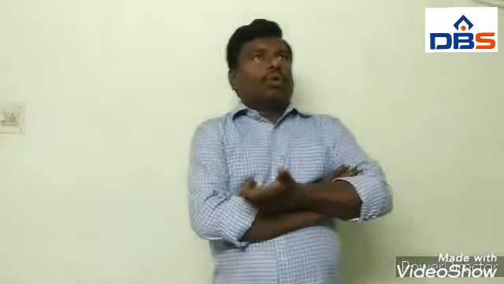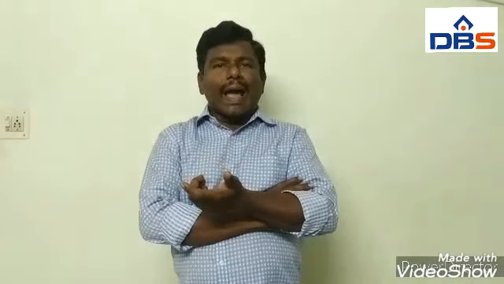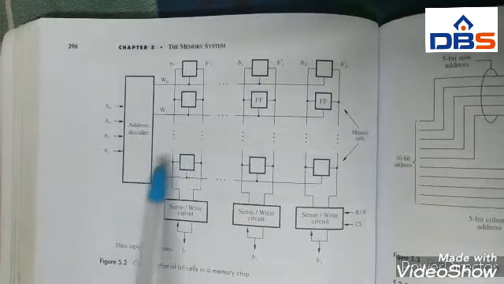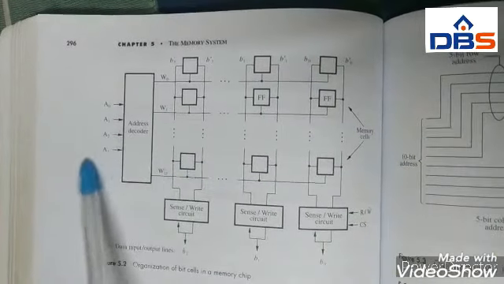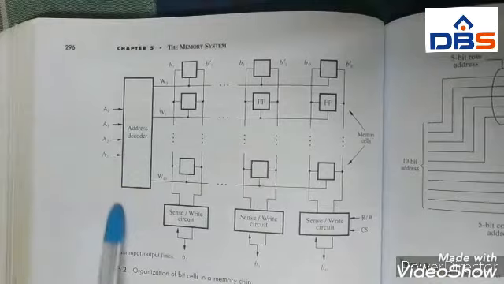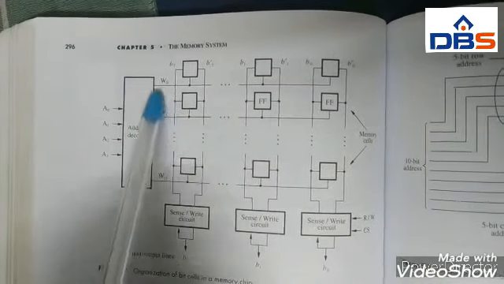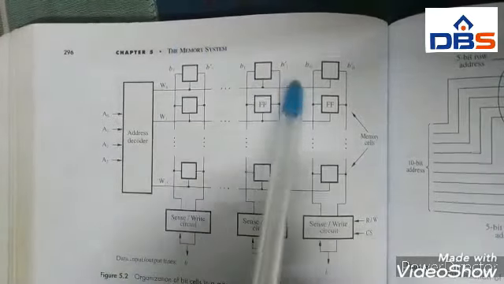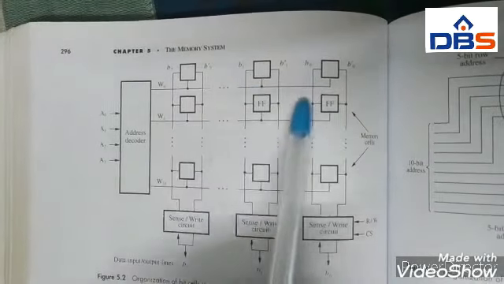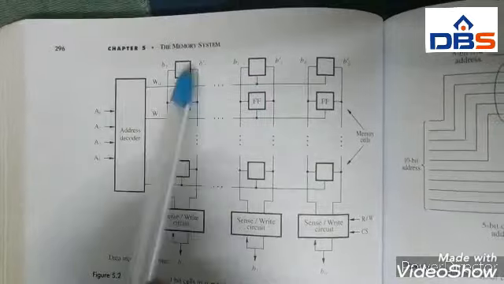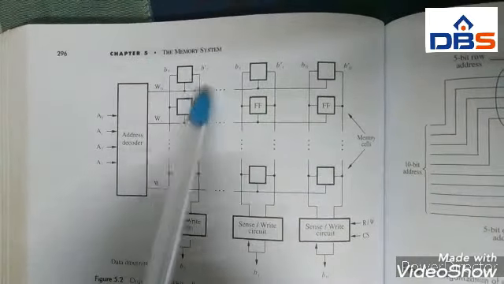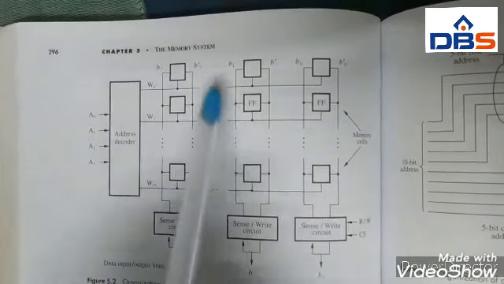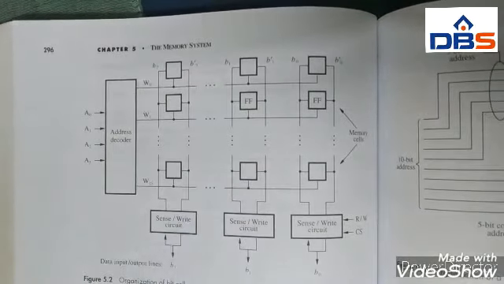Now we will see how the diagram looks. Here, this is the address decoder. Here 4 bits are there. In that, the Ws are every word. Here the capacity of one word is 8 bits. Here one cell can store 1 bit of information. Each cell is one flip-flop. It can store 1 bit of information.